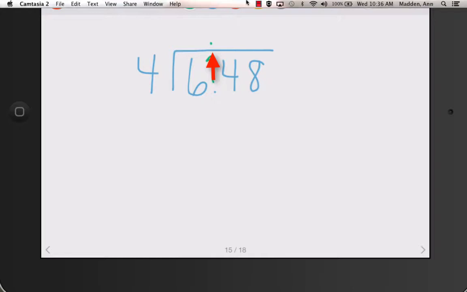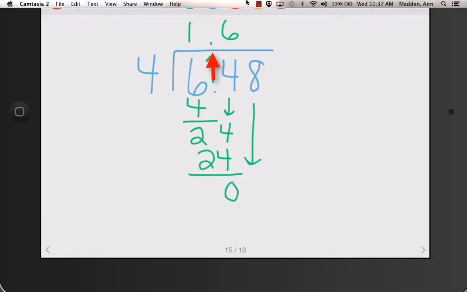4 goes into 6 one time. 1 times 4 is 4. Subtract. Bring down the 4. It is now 24 because remember that decimal moved up. 4 goes into 24 6 times. 6 times 4 is 24. Subtract, bring down my 8. 4 goes into 8 2 times. 2 times 4 is 8. So I have a remainder of 0. 6 and 48 hundredths divided by 4 is 1 and 62 hundredths.